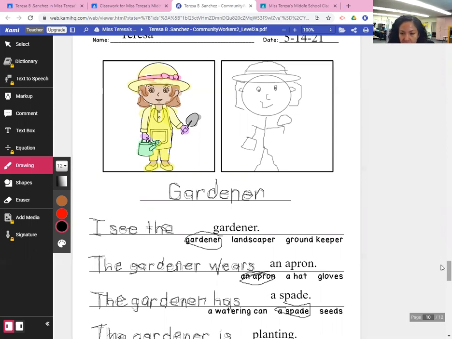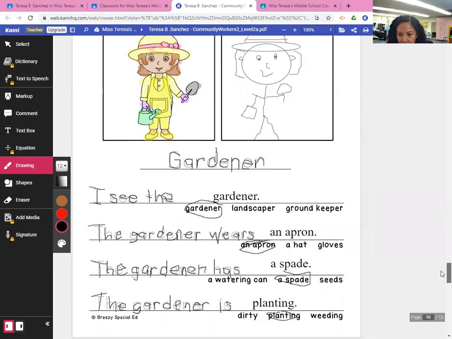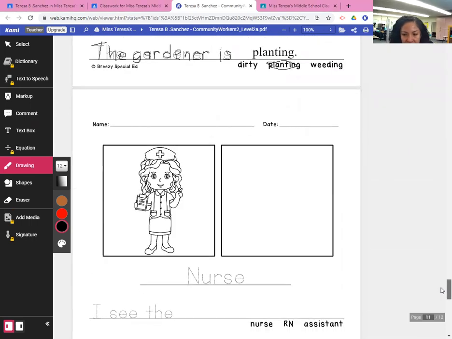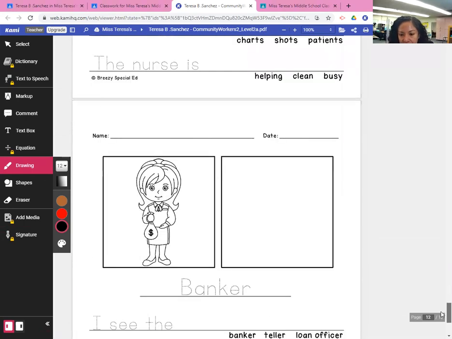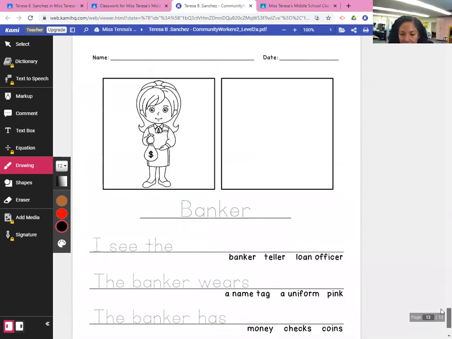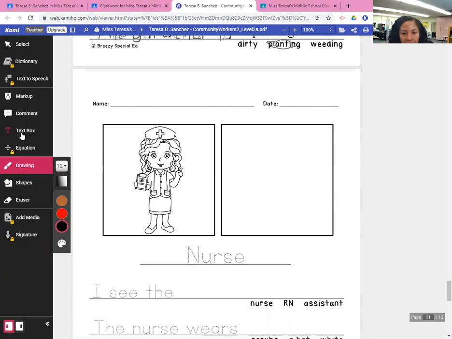Okay, so we're going to do our community worker journal. We have about 2 pages left in this journal. Today we're writing about nurse and tomorrow banker, and then we start something new.